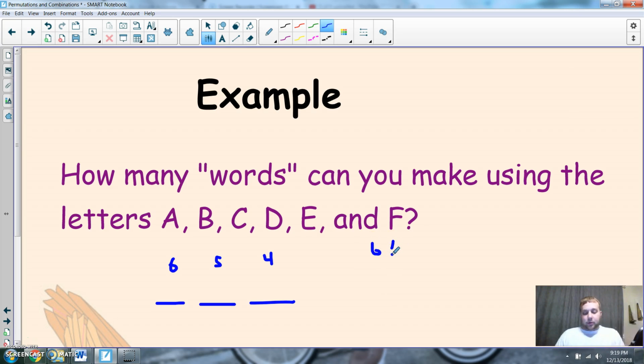And if you go 6 factorial, I'm going to put it in here, 6 factorial. I get an answer of 720 words. Now, they're not going to make any sense, these 720 words. But there's 720 ways I can rearrange A, B, C, D, E, and F. Pretty sweet, huh? Alright. Cool, cool, cool.